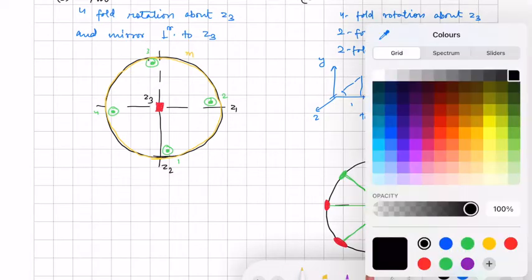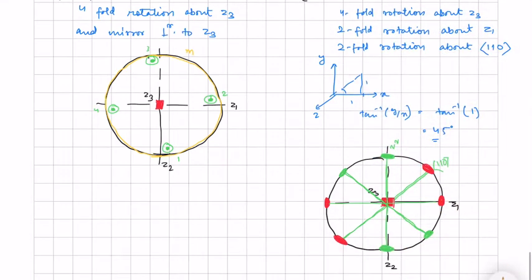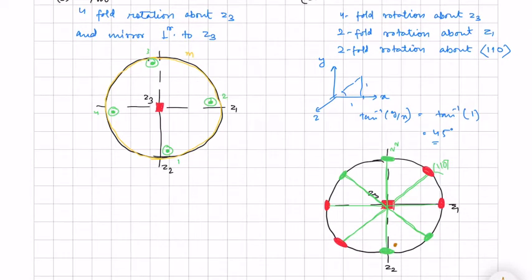So now if we start to have points, let us start with a point here and apply 4-fold rotation. So this goes here, point 1, point 2, point 3, and point 4 each after consecutive rotations of 90 degrees. Then there is 2-fold about z1. So point 1 rotates like this and goes here. So I'll just remove the arrow and have this. Then point 2 after rotation about z1 comes here. Point 3 comes here and point 4 comes here. So these are the points.